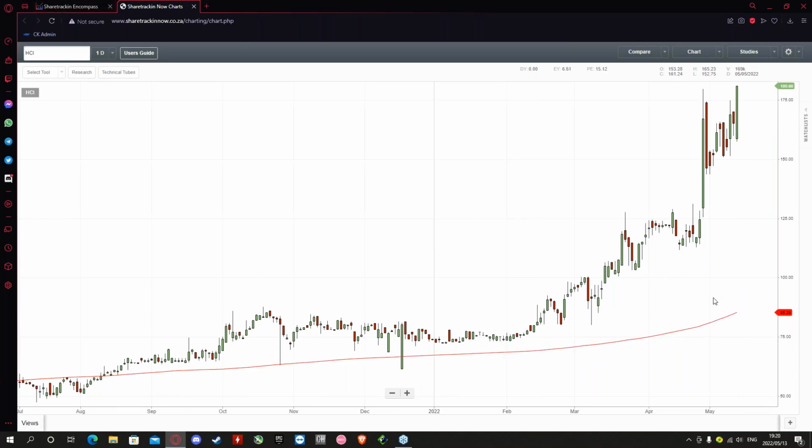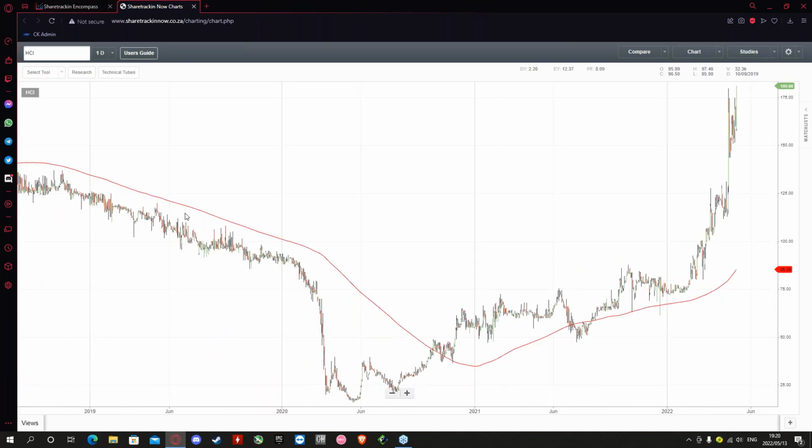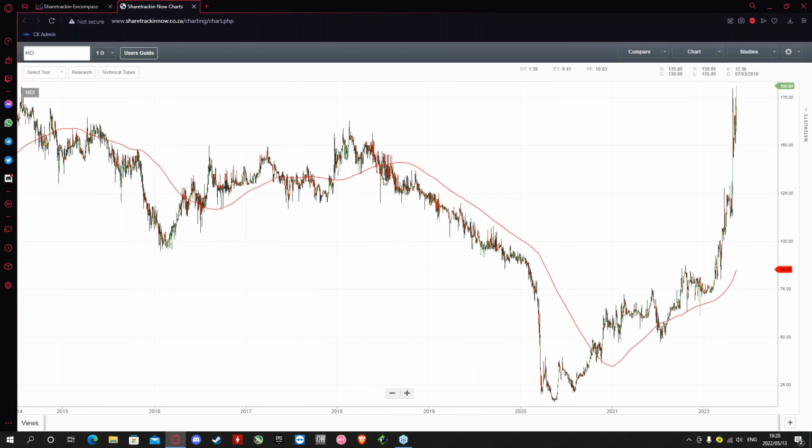Now this 200-day moving average line is basically to show you if the share price is above or below average for the last 200 days. Obviously, this one we can see is above the 200-day moving average. So the main chart is above the 200-day moving average, and that's where we would want the share to be. What we don't want is the share to be below this line. For instance, if you go into historical data, we'll see HCI previously was way below this line.